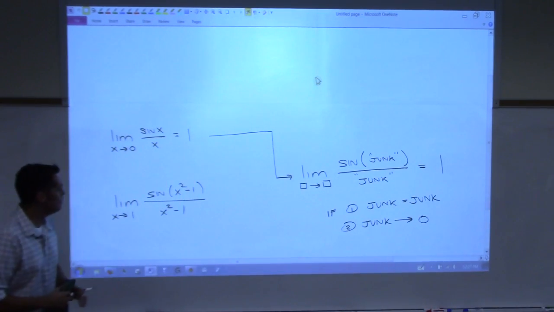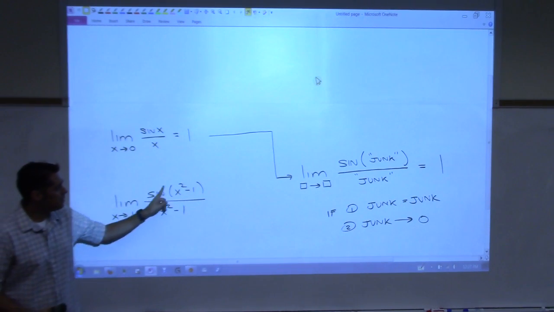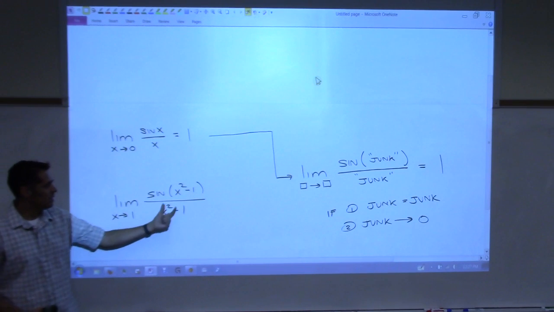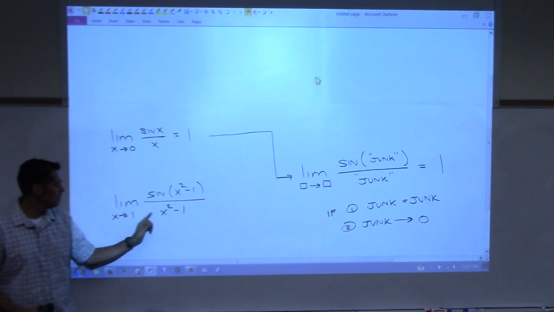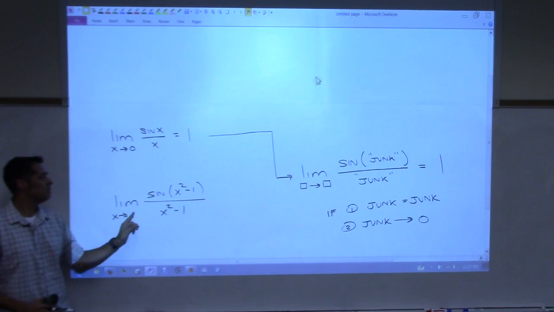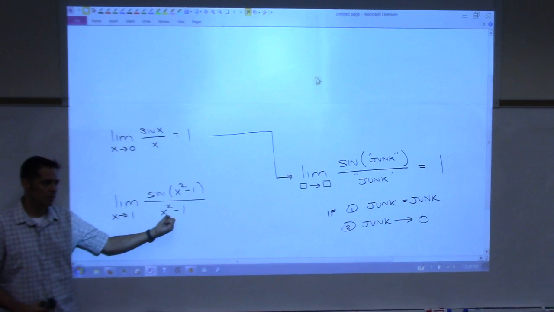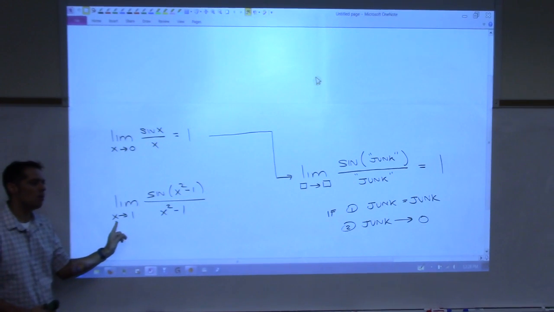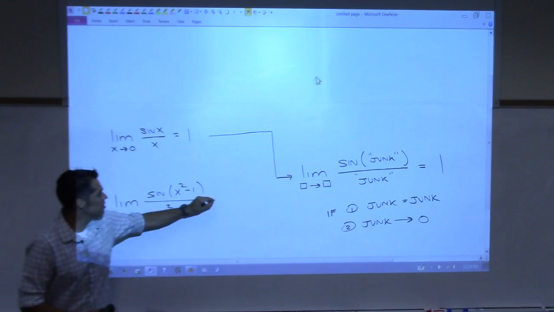Now let's see why. Do I have a limit of something going to something? Yes. Do I have sine of some junk over some junk? Yeah. These two junks match? Are these two junks going to 0? As x goes to 1, 1 squared minus 1 goes to 0. See what I was saying? It doesn't have to appear over here. What matters is whether or not that's going to 0 and that's going to 0. The answer to this would be 1.